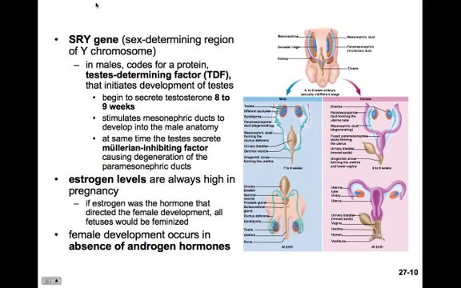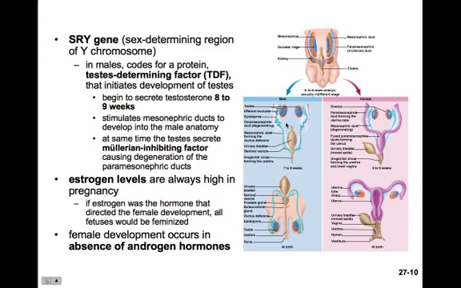So this is all dependent on the presence of the SRY gene, and the SRY is a very small region, the sex-determining region of the Y chromosome. And so naturally, it should be found in males. It codes for a protein called testes determining factor that initiates the development of testes from these gonadal ridges. We should begin to secrete testosterone from these early testes around 8 or 9 weeks. The presence of testosterone will stimulate the mesonephric ducts to develop into the male anatomy.